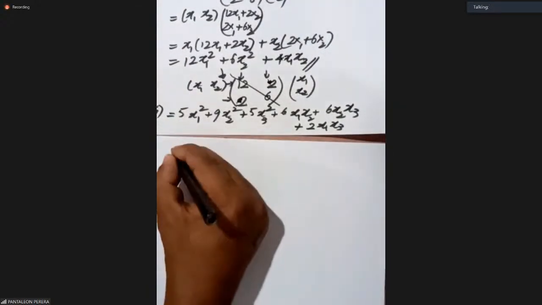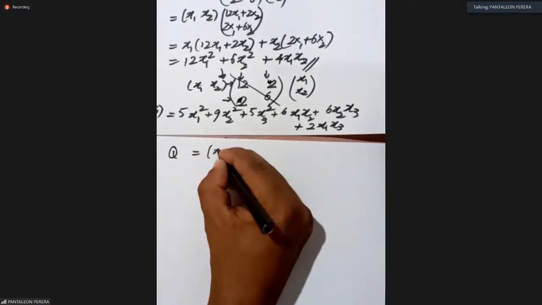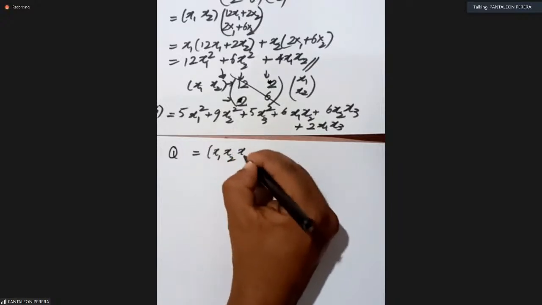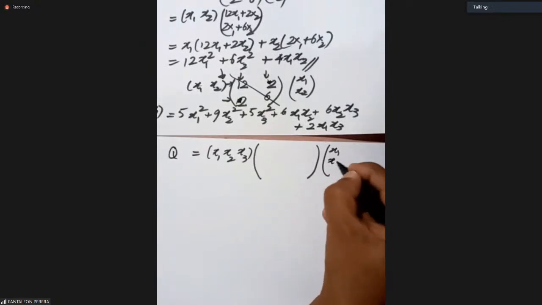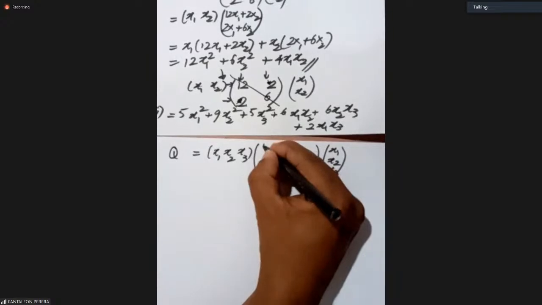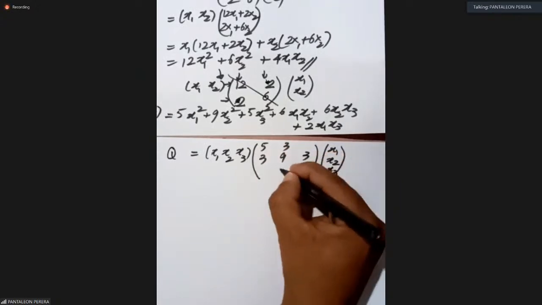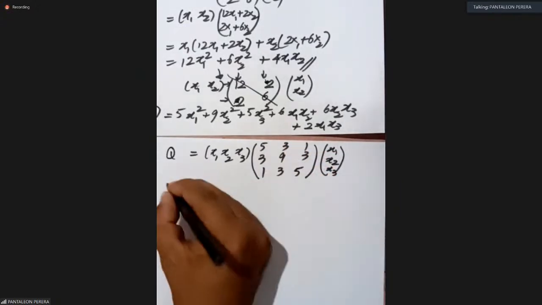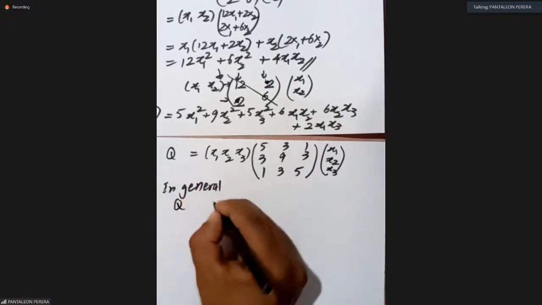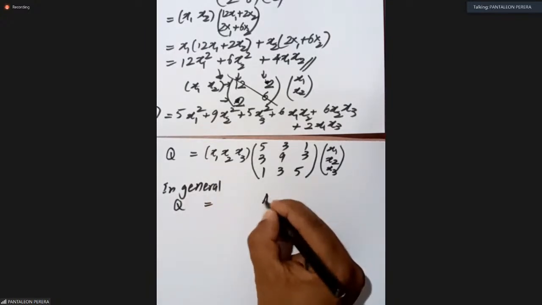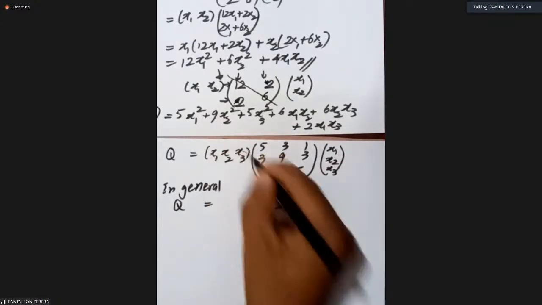Now Q, the quadratic form, can be given like this: x1, x2, x3, then the symmetric matrix with 5, 9, 5, 3, 3, 3. In general, a quadratic form has this form. I'll take this as A, this column vector X, and this is its transpose.